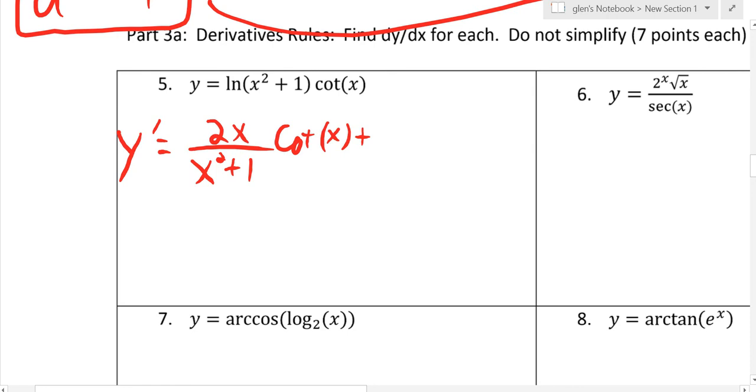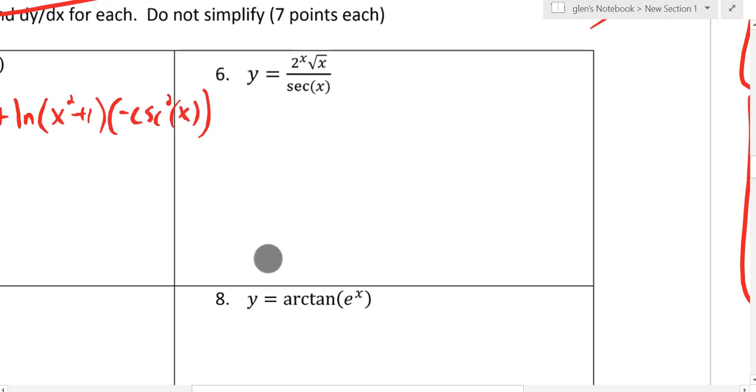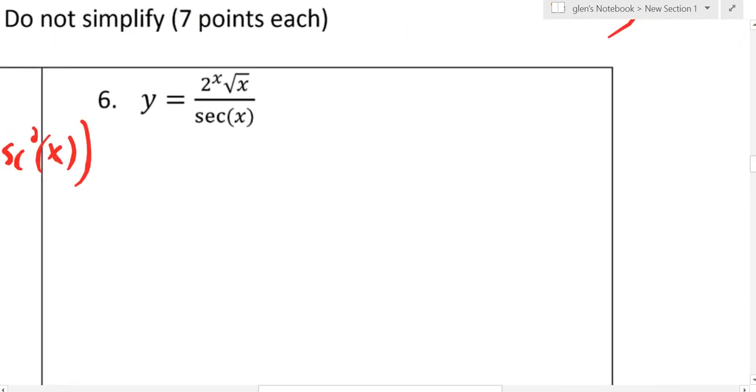Leave the first thing, ln of x squared plus 1. Derive the second. Derivative of cotangent is negative cosecant squared x.